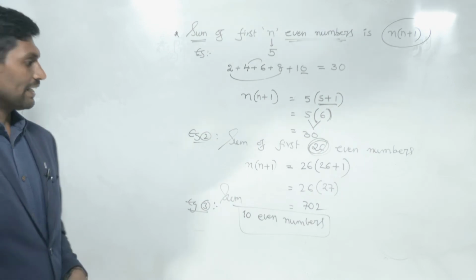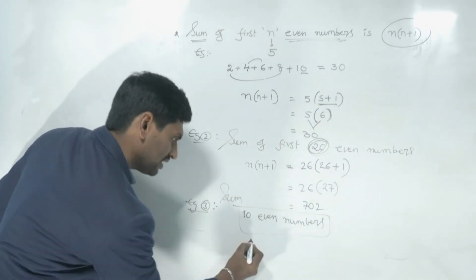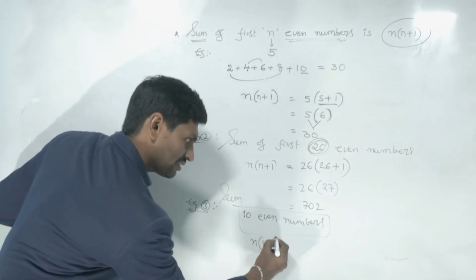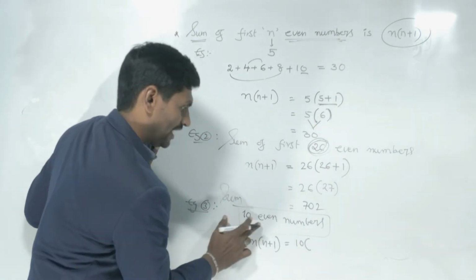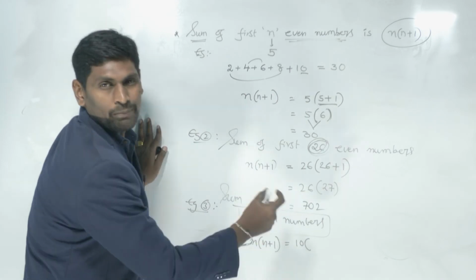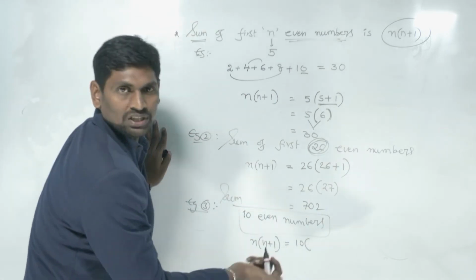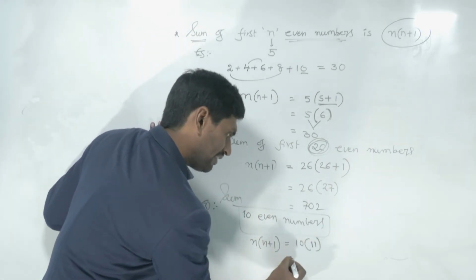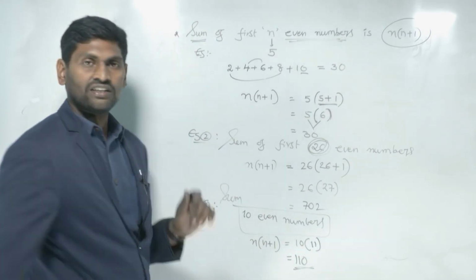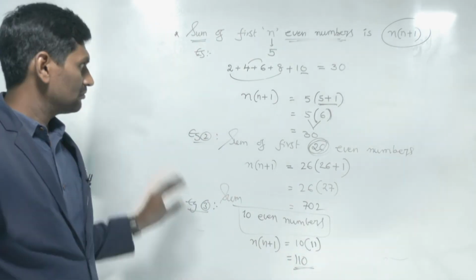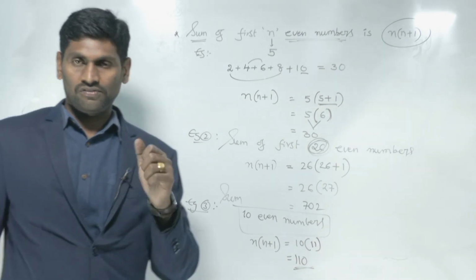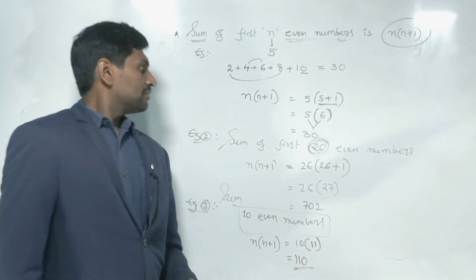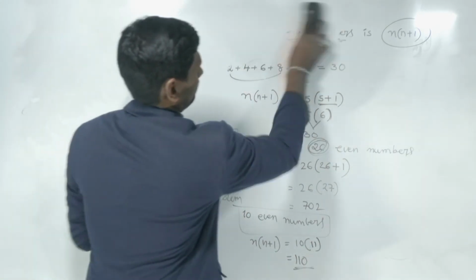Right. Same formula, n into n plus 1, where n value is 10. So 10 into 10 plus 1. Every time I am not writing 10 plus 1; 10 plus 1, 11, we know. So 11 tens are 110. Your answer will be 110. Okay, children? Good. Next.